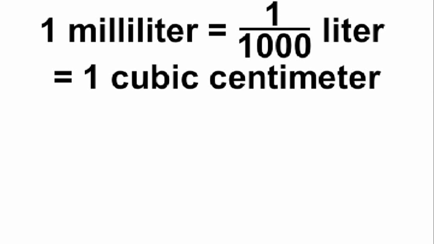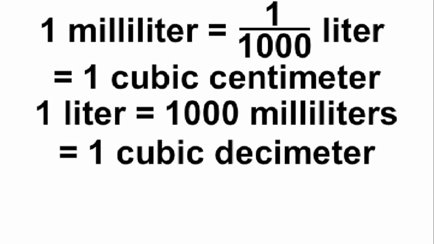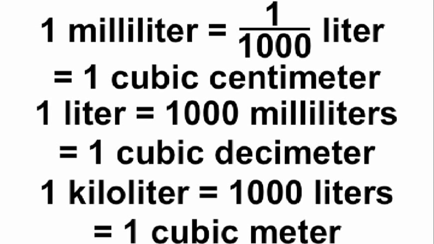1 milliliter is equal to 1/1000th of a liter. It's also equal to 1 cubic centimeter. 1 liter is equal to 1,000 milliliters. It's also equal to 1 cubic decimeter. 1 kiloliter is equal to 1,000 liters. It's also equal to 1 cubic meter.